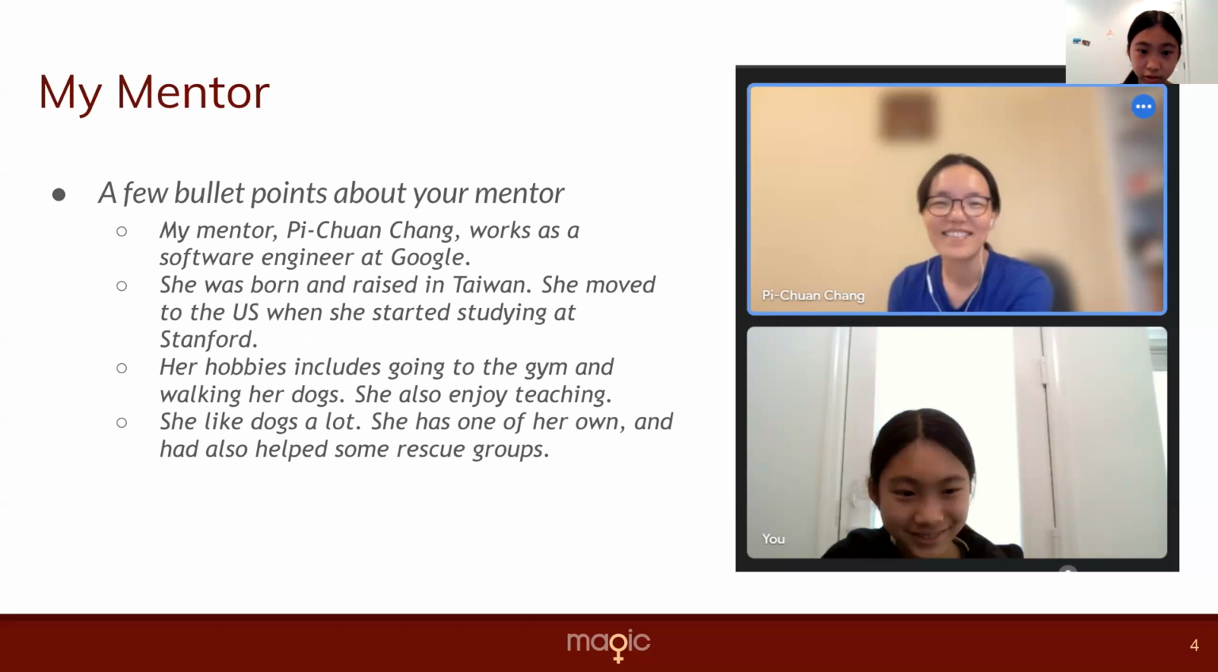My mentor, Pi-Chuan Chen, works as a software engineer at Google. She's born and raised in Taiwan like me. It's something we have in common. And she moved to the US when she started studying at Stanford. I'm very impressed by it since I know Stanford is a very hard college to get into. Her hobbies include going to the gym and walking her dog and also teaching. She really likes dogs and she has one of her own and also helps some rescue groups.